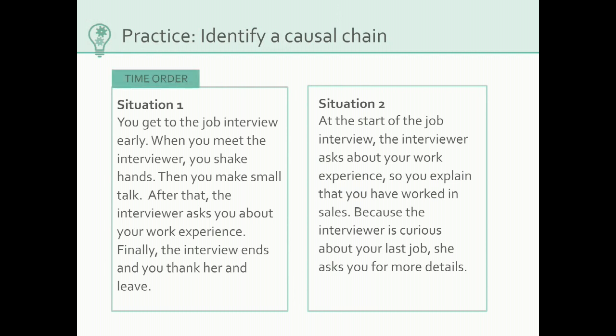Situation 1 shows a time order relationship, not a cause-effect relationship. How do you know? We know this is not a causal chain because we can see the key words like then and after that in the series of events. The second situation does show a causal chain. How do you know? Because one event causes the next event to occur, as evidenced by the words so and because, which show us that they are connected by cause and effect, not just time.